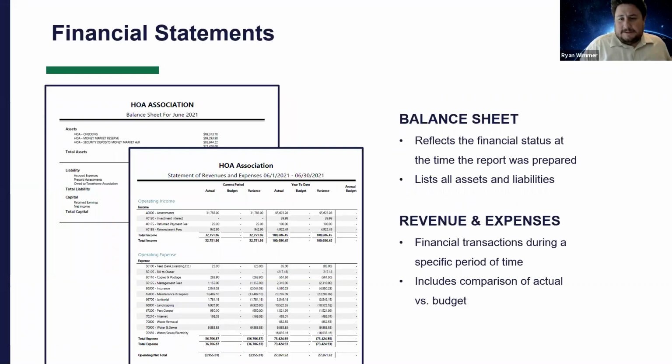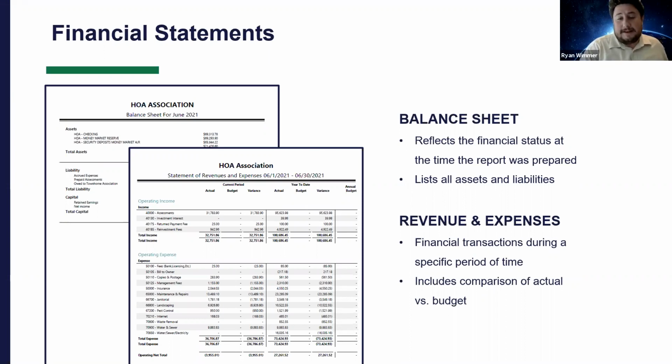Perfect. So some of these financial statements that we listed provide that economic information and enable a board to monitor financial activity. The balance sheet is a statement that reflects the financial status of the association at a specific time, which is the date that the report has been run. A balance sheet lists all the assets, liabilities, and fund balance.